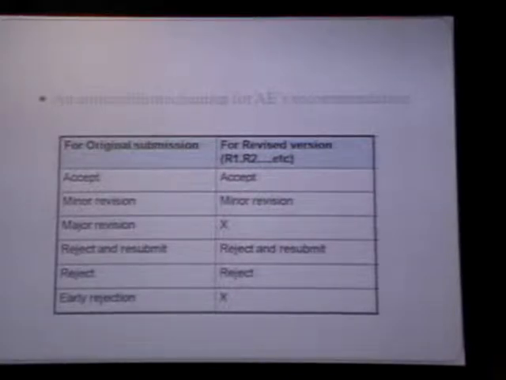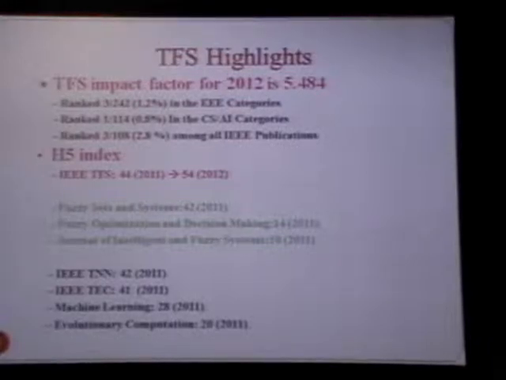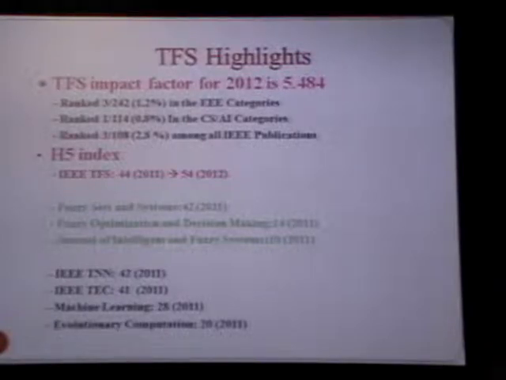Also, reject and resubmit means that you have plenty of time to revise the paper, and we encourage you to submit it again as a new submission. Then there are major revision, minor revision, and so on. These are some of the possible outcomes. Now I will give you some numbers about our transactions on fuzzy systems. As mentioned just now by Yao Xin, the impact factor, which became available just yesterday, is 5.48.